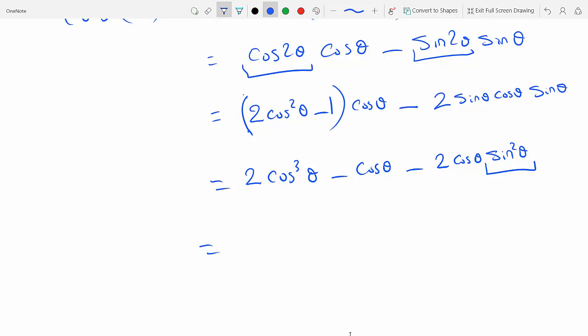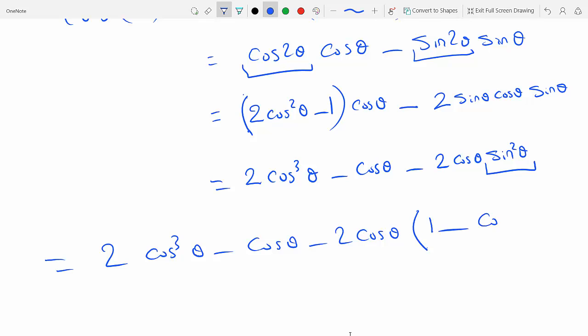Now I will change this to cosine. The first two terms remain the same. Let me start from the beginning because this will get a little long. So 2 cosine cube theta minus cosine theta minus 2 cosine theta. Now there's a trig identity that says sine squared plus cosine squared equals 1. So sine squared theta becomes 1 minus cosine squared theta.